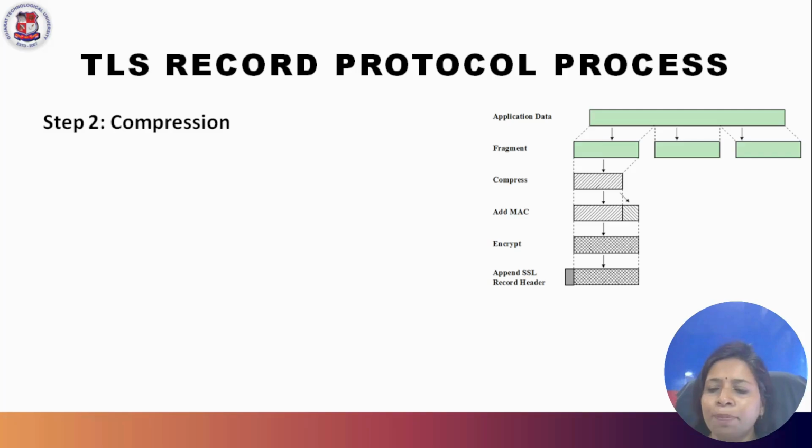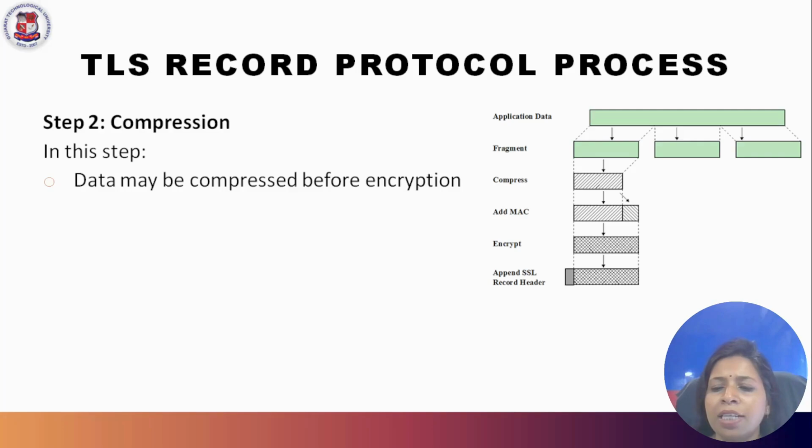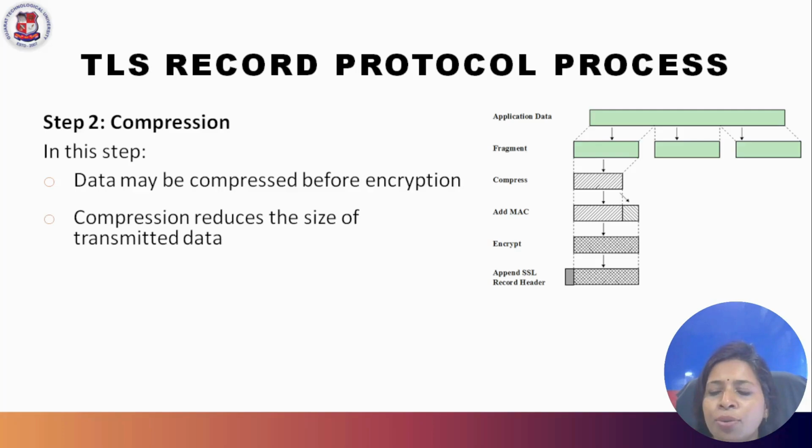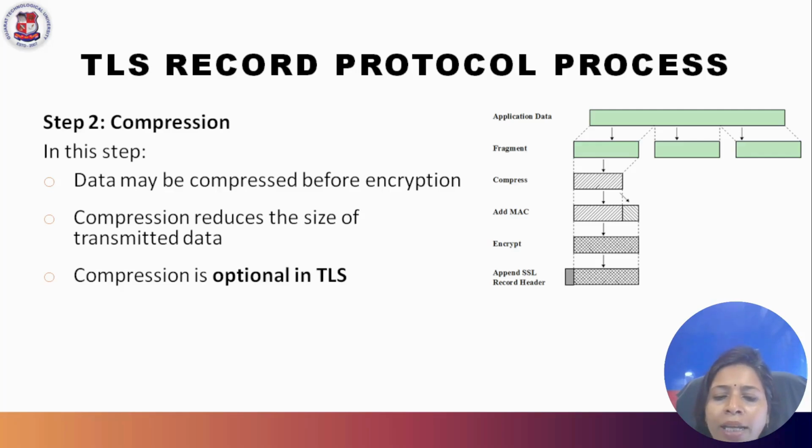The second step is compression. In this step, the fragmented data may be compressed before encryption. Compression reduces the size of the transmitted data and improves communication efficiency. However, it is important to note that compression is optional in TLS, and many modern TLS implementations disable compression due to certain security risks.